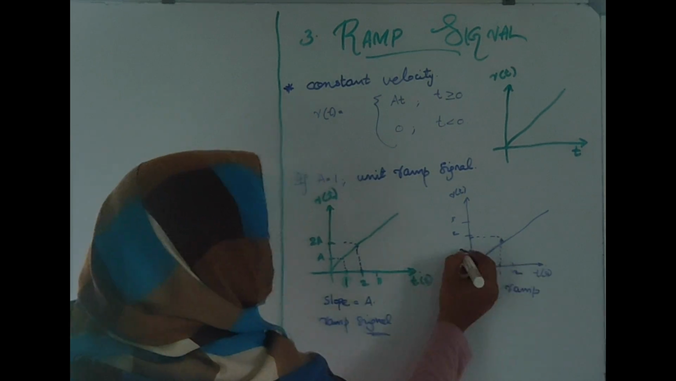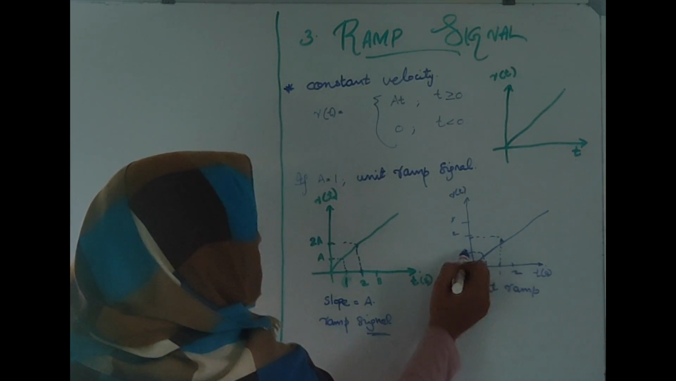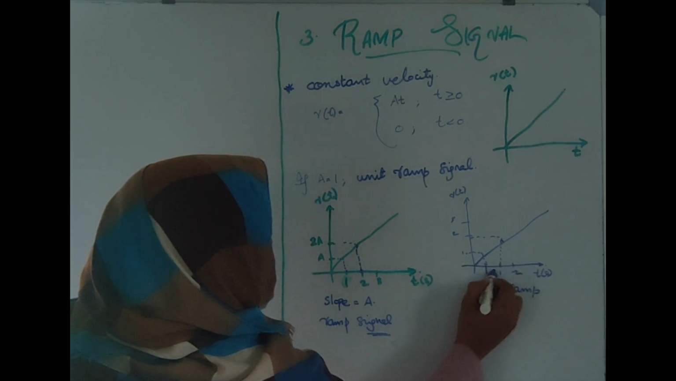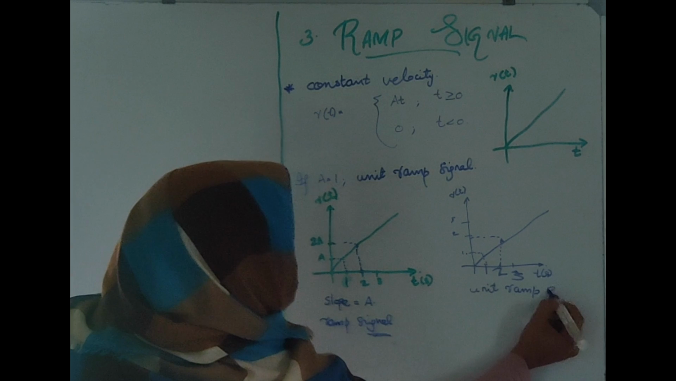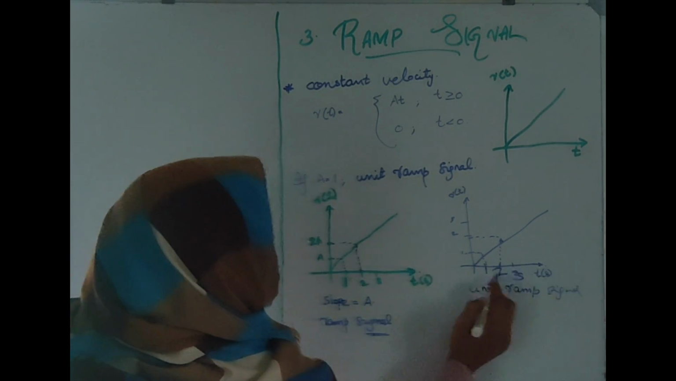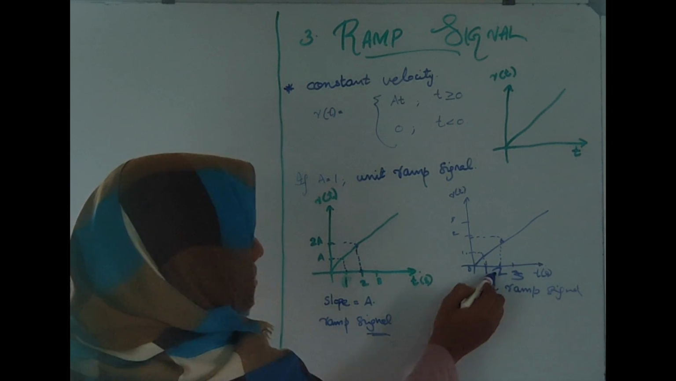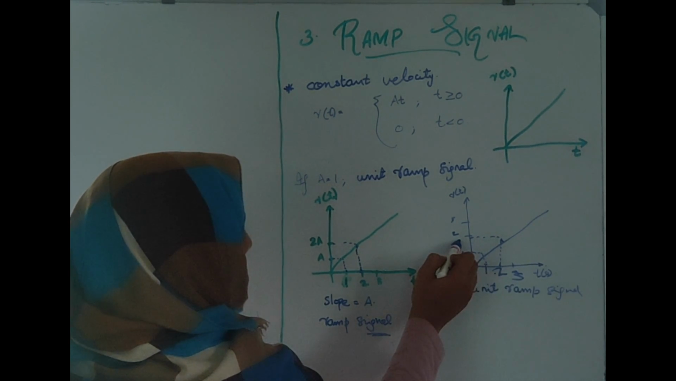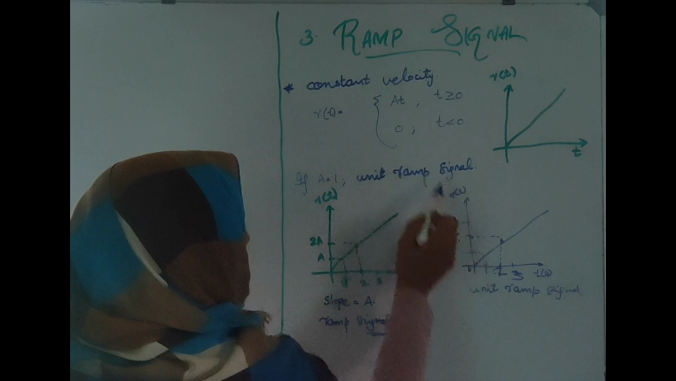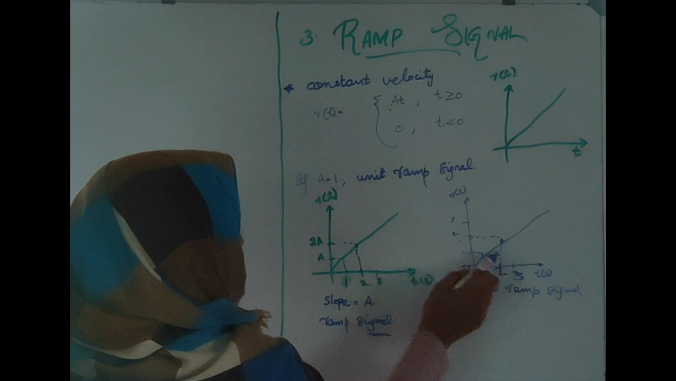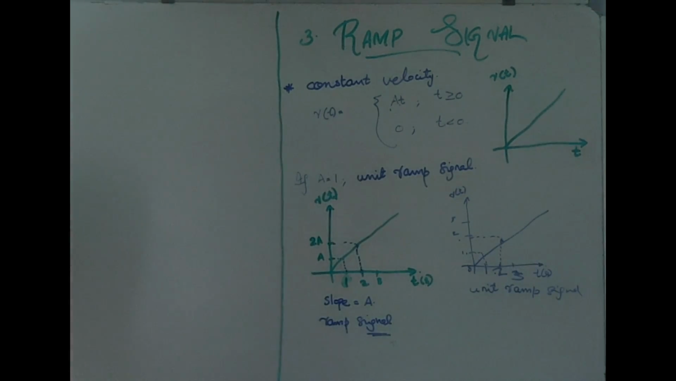Here a is equal to 1 and t equal to 1, then r of t is 1. At t equal to 2 seconds, r of t will be 2 into a, 2 into 1, that is 2. The same way it goes on, and the slope will be unity.